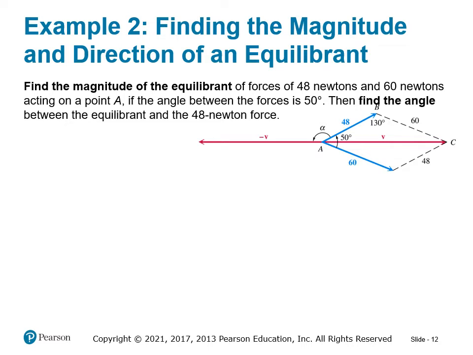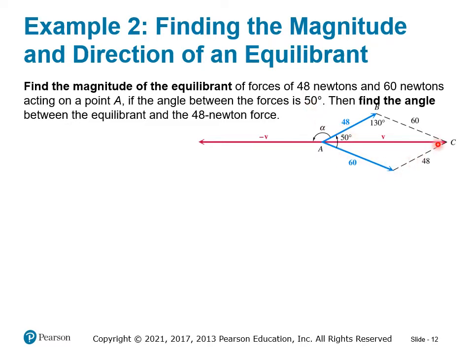Find the magnitude of the equilibrium of forces of 48. Here we've actually drawn these together at an initial point. Here, the initial point of the first vector is vector AB, and we can see that with 48 newtons. Vector A something else, we can see labeled as 60 newtons. And we know that the angle between them is 50 degrees.